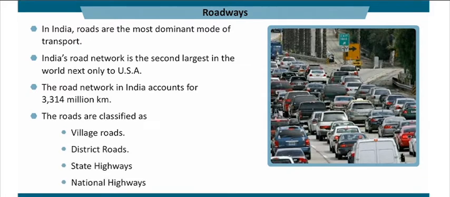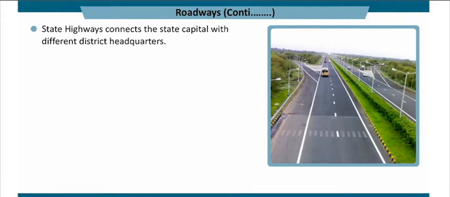Village roads link villages to towns. They are maintained by village panchayats. The length of the village roads in India is 26,50,000 kilometers. District roads link towns with the district headquarters. They are maintained by the corporations and municipalities. The total length of the district roads in India is 4,67,763 kilometers. Roadways. State highways connect the capital with different district headquarters.